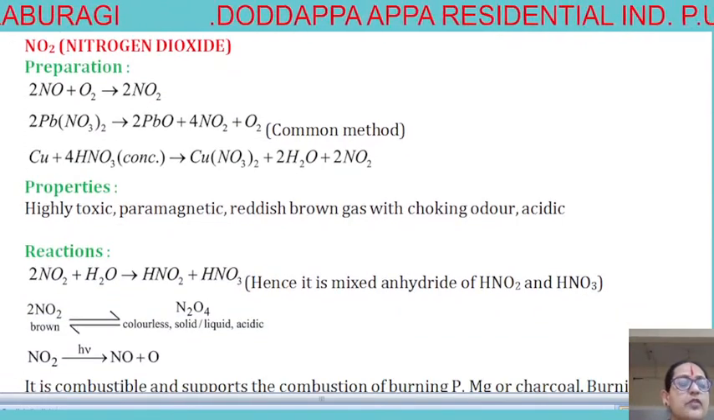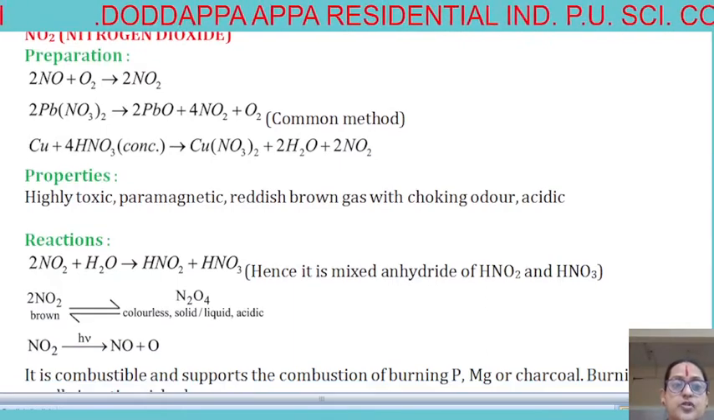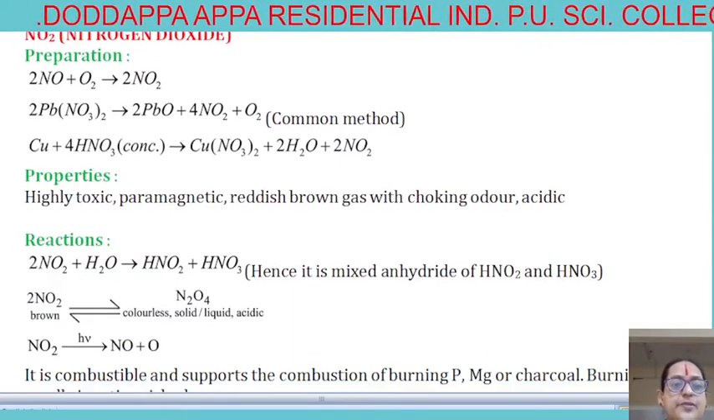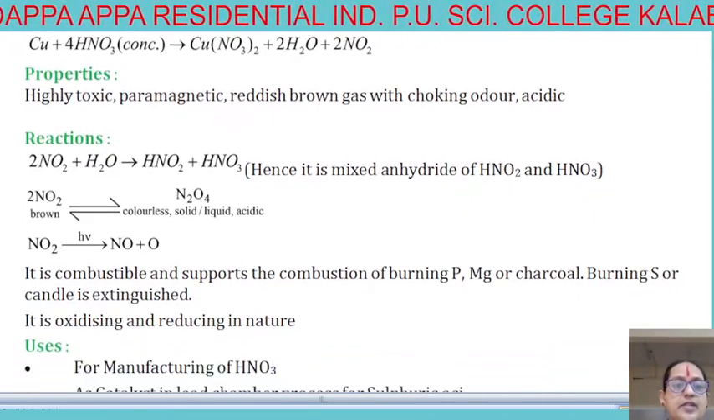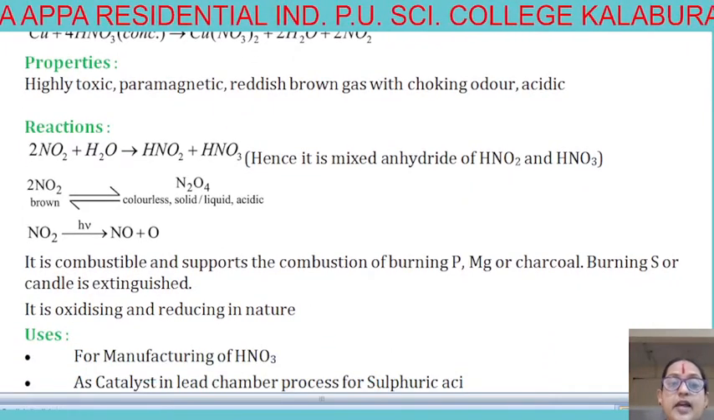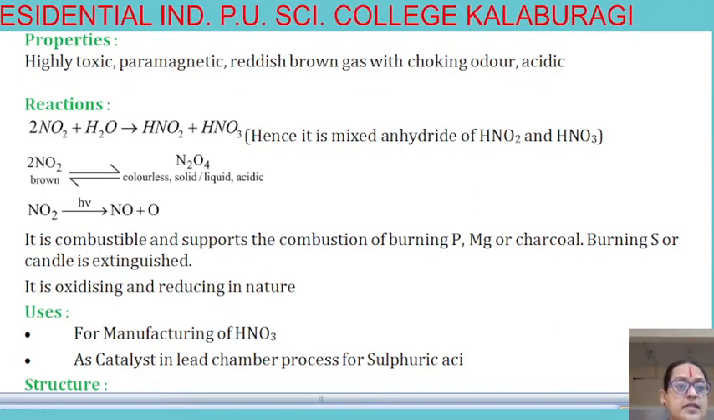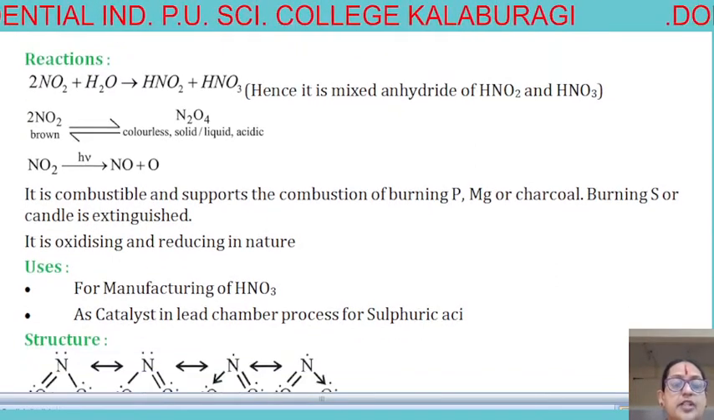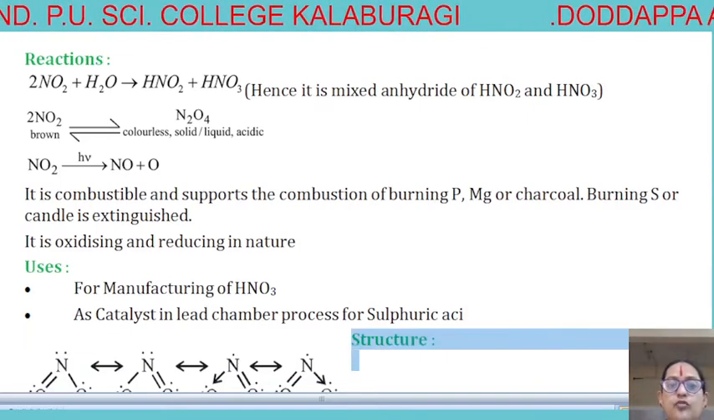Then one more compound we have to study is nitrogen dioxide. Its preparation we should study by nitric oxide, by lead nitrate, and by copper and concentrated nitric acid. Its properties: it is highly toxic, paramagnetic, a reddish brown gas with a choking odor, acidic in nature. Its chemical properties: how it reacts with water. It reacts with water to form nitric acid.